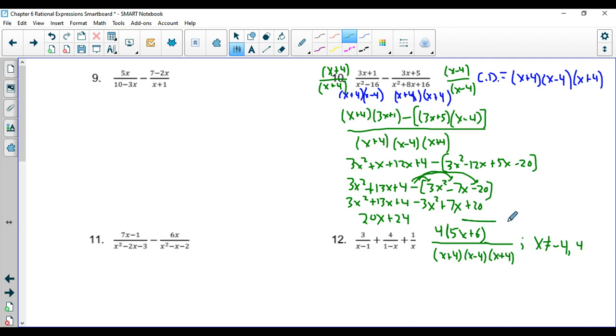So that is how we do that. Again, just be aware if you need to factor first: if you can factor the denominator, factor that first to help you get the common denominators. So then you are working on 11, 14, and 15 on your own. And again, you're going to be having to factor before you do anything.